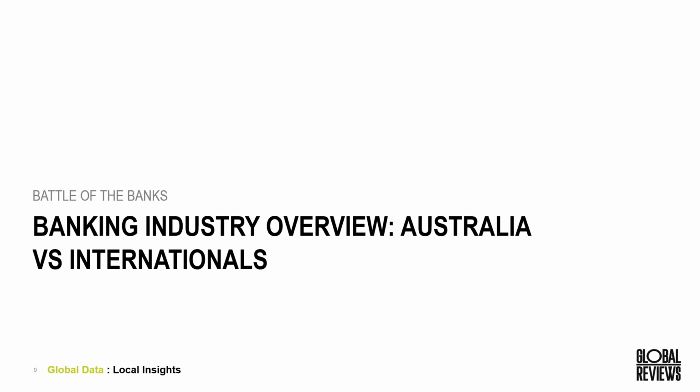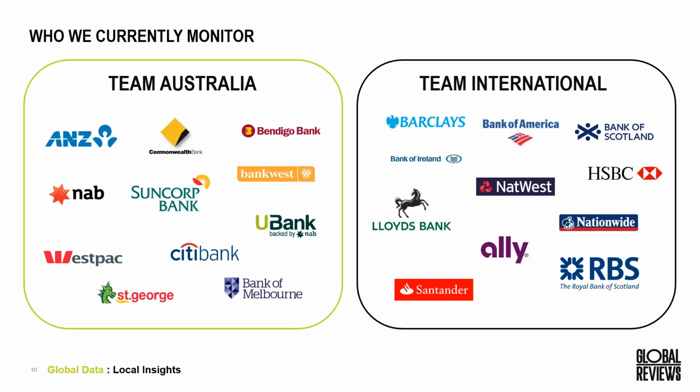So an industry overview of banking in Australia and the UK. How are we comparing with each other? Global Reviews currently monitors a huge range of brands. I'll just give you a moment to have a look. Suncorp Banking in Australia, Westpac, ANZ, again NAB. In the UK, we look at Barclays, we look at Santander, NatWest, Lloyds Banking, and we also look at American banks, Banks of America and Ally.